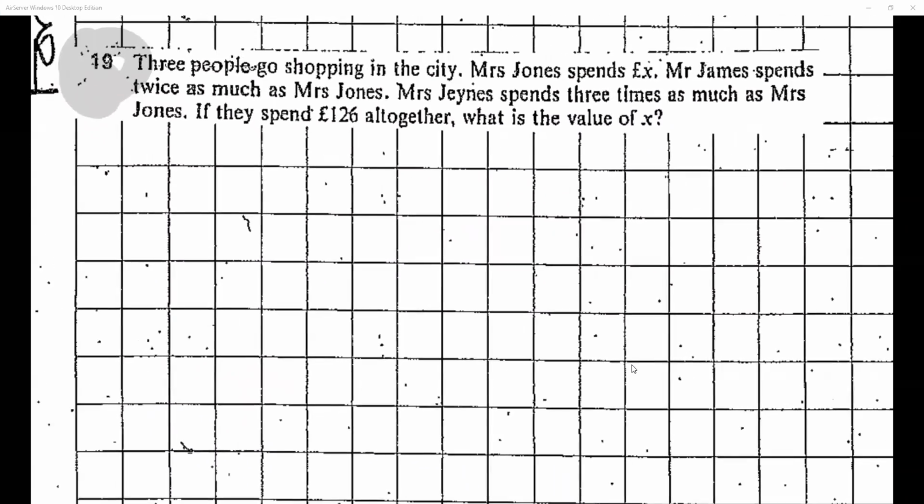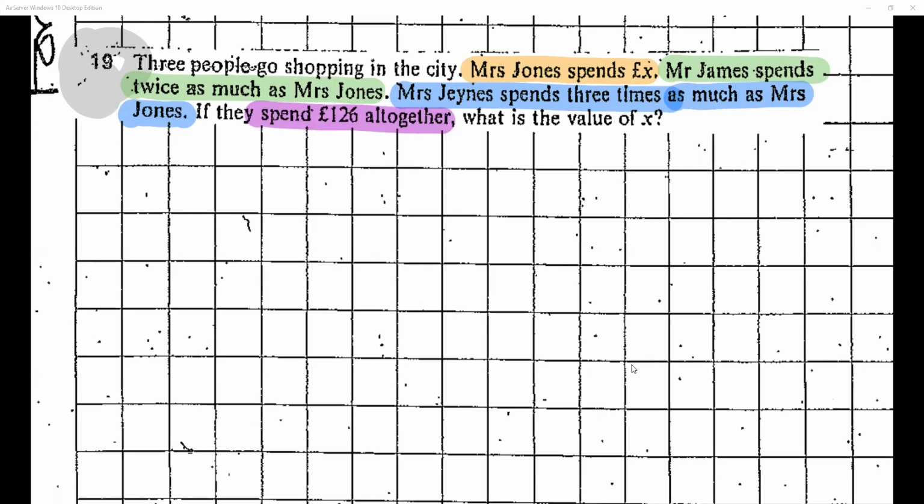Read the question for me, please. 3 people go shopping in the city. Mr. Jones spends twice as much as Mrs. Jones. Mrs. Jenny spends 3 times as much as Mrs. Jones. If they spend 126 together, what is the value of x?